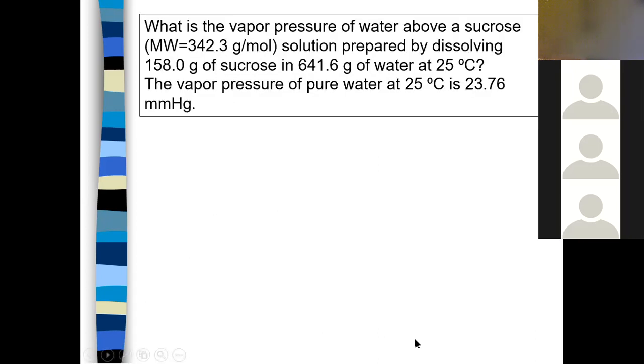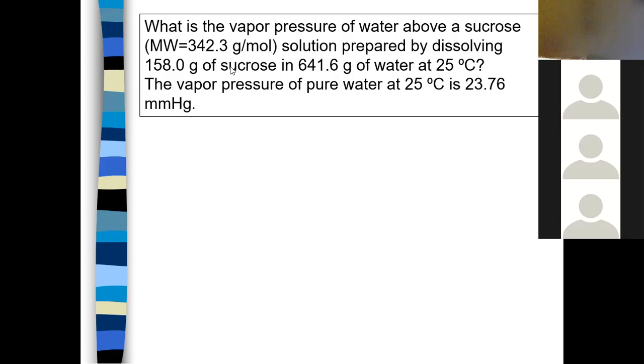You can also use it to determine things like molar mass, which is a much more powerful use. If you have a solute whose molar mass you don't know, you can use Raoult's law to determine that. We'll see an example of that later. So take a moment and write this question down. Where it says MW, that's an old term, molecular weight. We would say molar mass today.